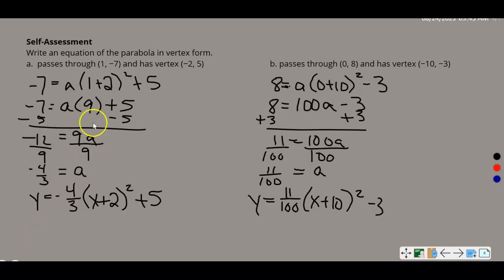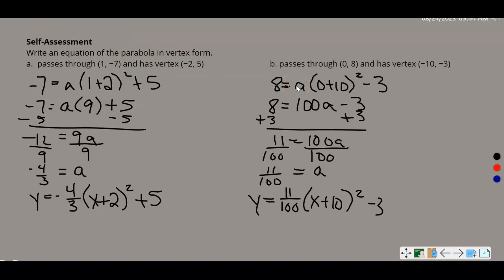Hopefully you went through the self-assessment. So -7 would be your y. y equals a times x. x is 1. And then minus a -2 makes that plus 2 squared, and then plus 5. So plug in the numbers, and then solve for a. Subtract 5, you get -12 equals 9a. Divide by 9, you get -4/3. a is -4/3. Plug that in with your h and k. This is your vertex form. This is a quadratic model that goes through both of these points.